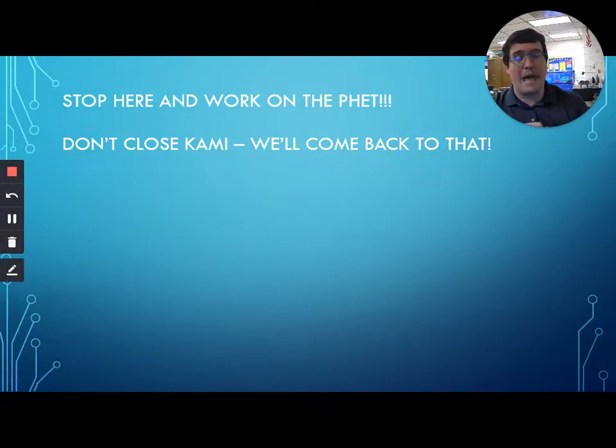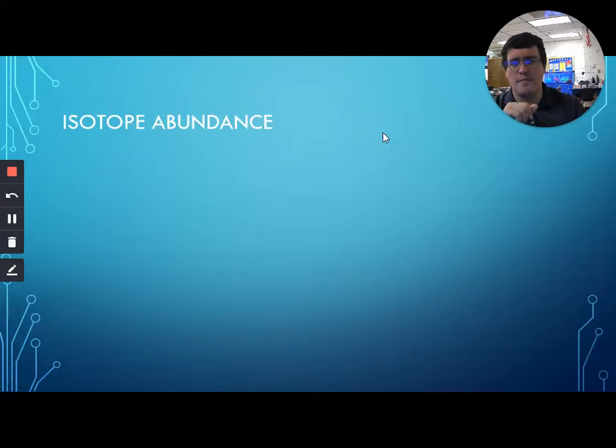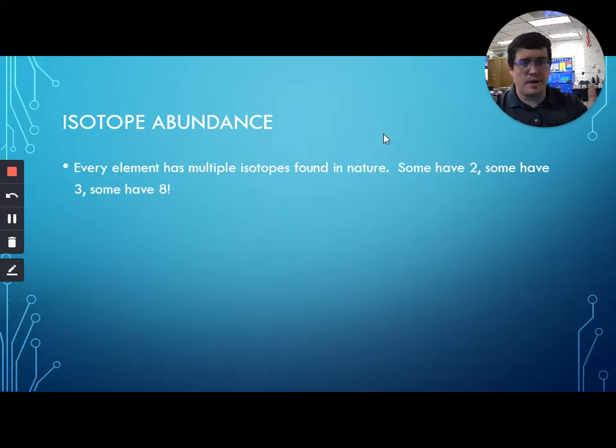All right, now we're back from the FET. We've probably got immensely confused by that, so hopefully we'll clear things up, because we're going to talk a little bit here about isotope abundance. Almost every element on the periodic table has multiple isotopes found in nature. Some have 2, some have 3, some have as many as 8. One of the best ones I know of that has 8 is titanium, for example.